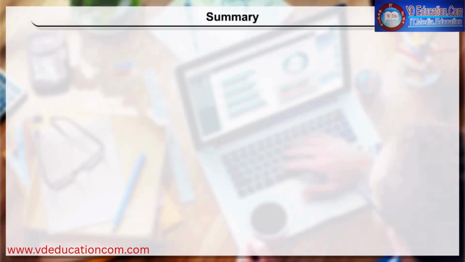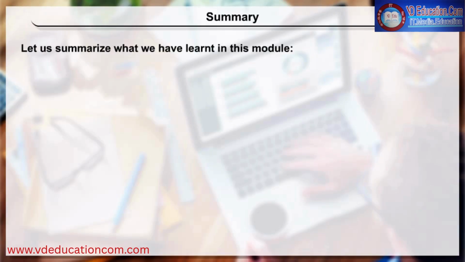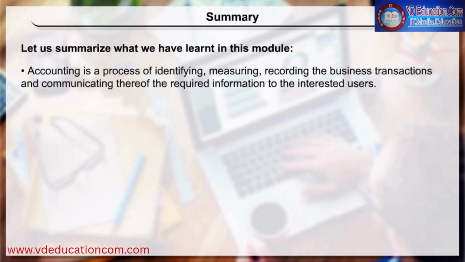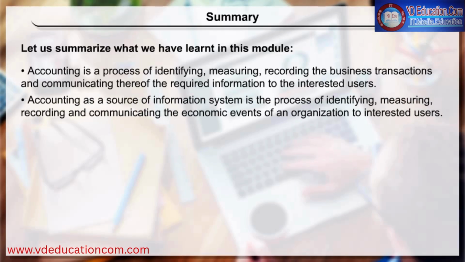Summary. Let us summarize what we have learned in this module. Accounting is a process of identifying, measuring, and recording the business transactions and communicating the required information to the interested users. Accounting as a source of information system is the process of identifying, measuring, recording and communicating the economic events of an organization to interested users.